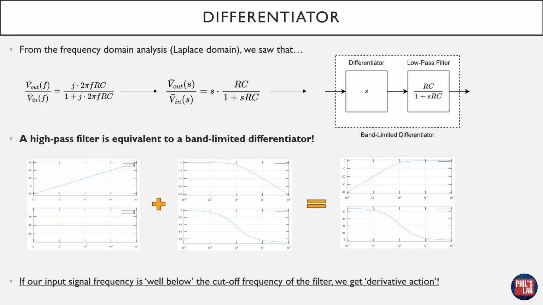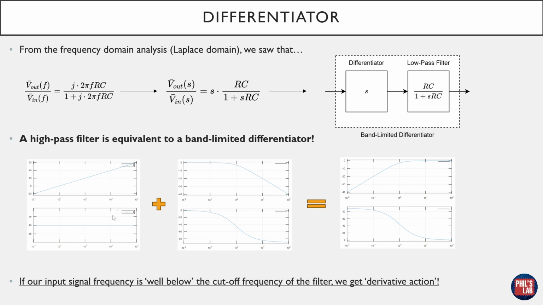Another quite interesting aspect to RC high-pass filters is that they can act as fairly crummy or band-limited differentiators. Remember from the frequency domain analysis, looking at the Laplace domain, we saw that the gain relationship was given as this equation on the top left. Rewriting that S equals jω, or S equals j2πf, we can see this is S times RC over 1 plus SRC. So effectively, it's an S term, which in the Laplace domain is a differentiator, times this RC over 1 plus SRC term, which is a low-pass filter. So a differentiator followed by a low-pass filter gives us a band-limited differentiator.